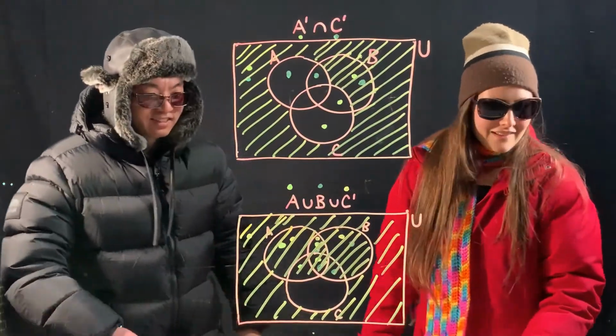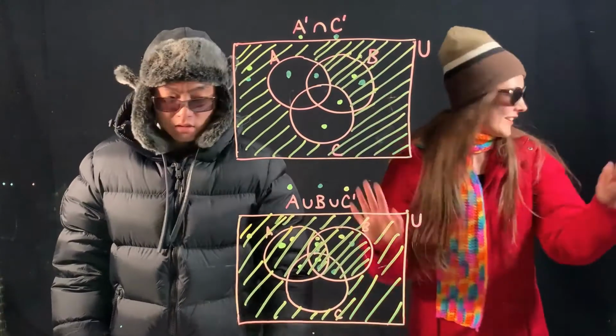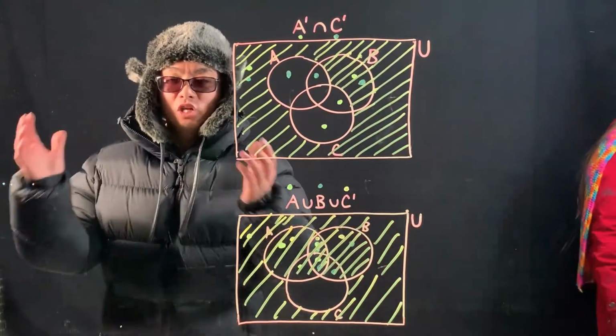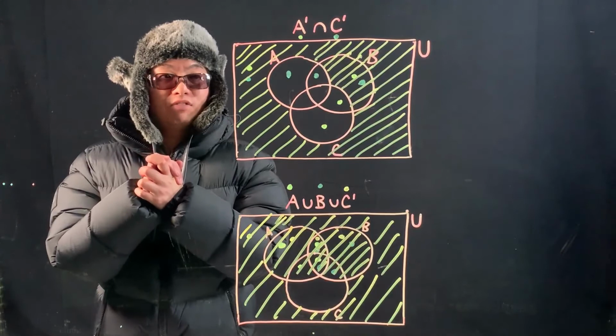I love it. So, ladies and gentlemen, all right, well, I gotta go. Well, ladies and gentlemen, that is how you shade in 3-set Venn diagrams.